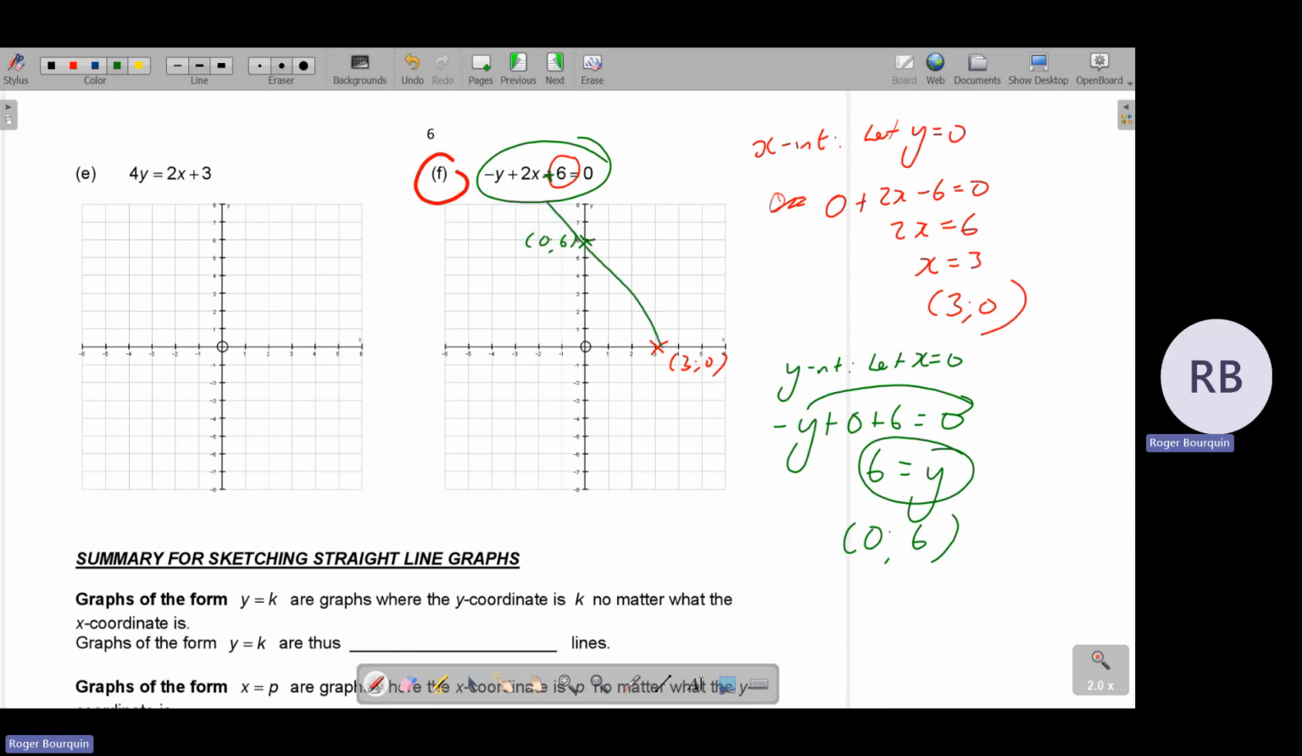Once you've got both the x and y intercepts, you join them up, that should be straight, and that's that graph. Then you could have rewritten the equation as negative y is equal to minus 2x minus 6, and then got y on its own: y is equal to negative 2x plus 6. You can see your gradient is negative 2 and the y-intercept is 6. But to draw it, you don't have to get it in the form y equals mx plus c. That's pretty much covered sketching straight line graphs.